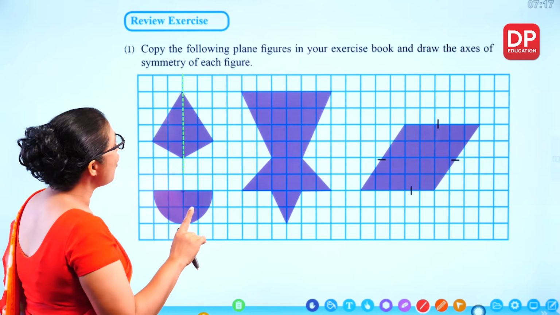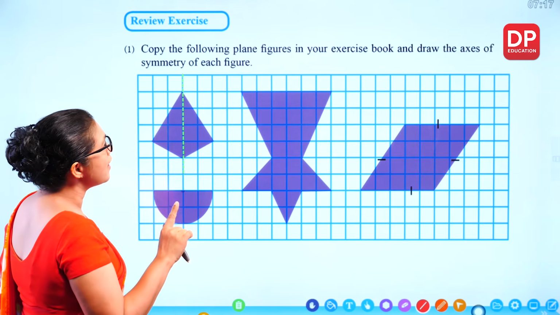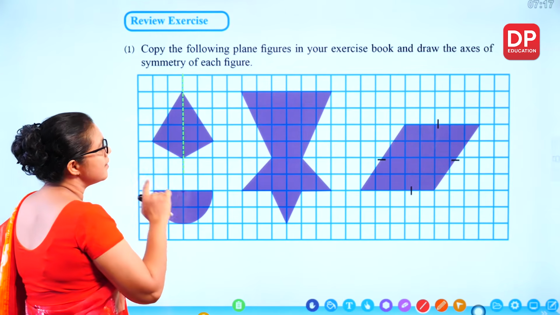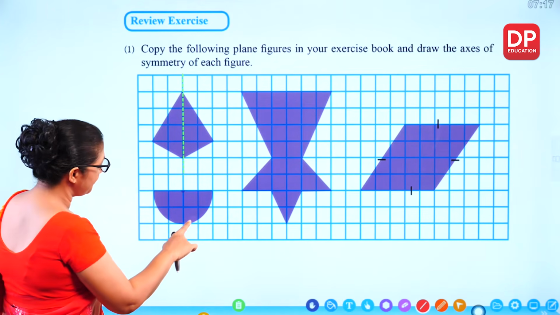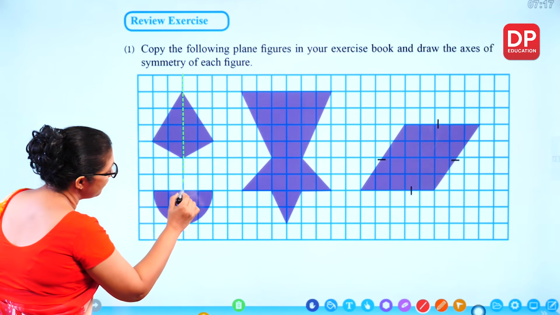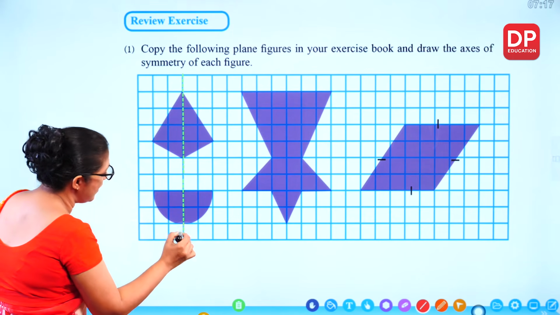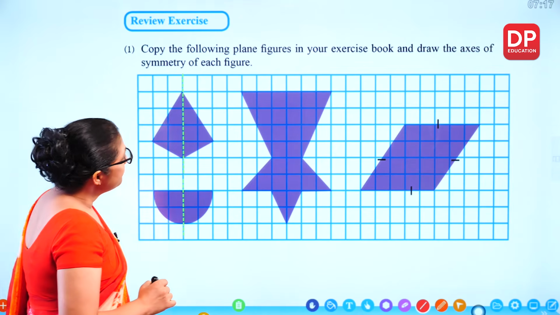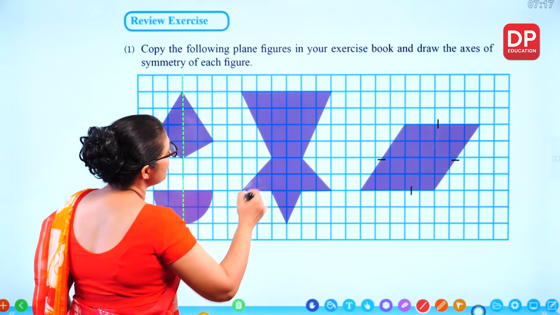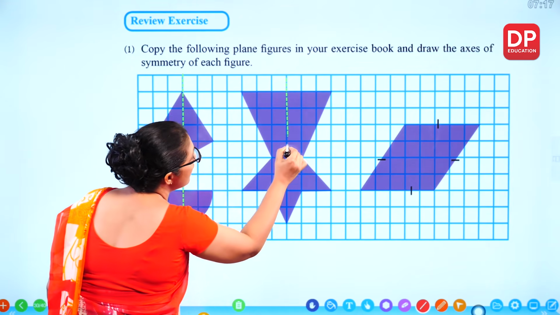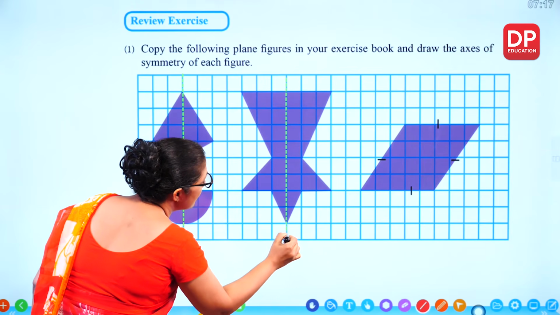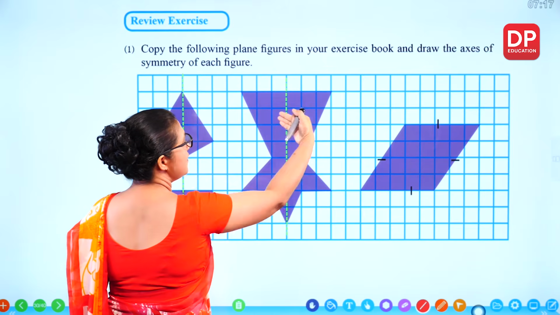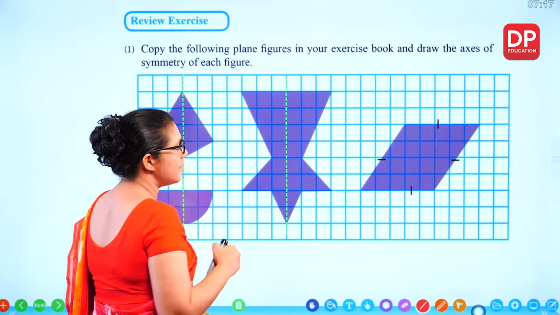So it says copy the following plane figures in your exercise book and draw the axis of symmetry. So only one. What about this one? You can draw here. You can divide into 2 equal parts. This one, I can draw along this. Can I draw here? No. This side is not equal to this side.